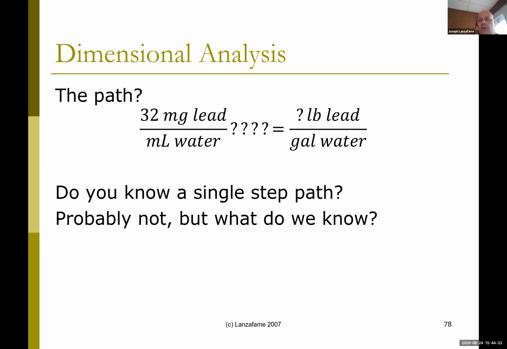And so I'm trying to convert milligrams of lead into pounds of lead, and I'm trying to convert milliliters of water into gallons of water. Here's a case where there is no single step path, because it's not immediately obvious how many milligrams of lead per pound of lead. And I'd also have to do the conversion all at the same time, because I need to convert milligrams to pounds and milliliters to gallons. At the very least, it's 2 conversion factors, right?